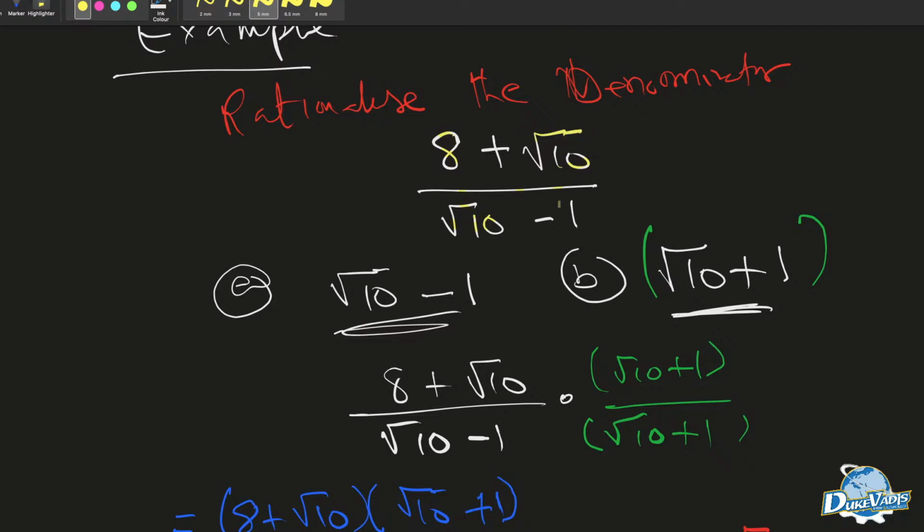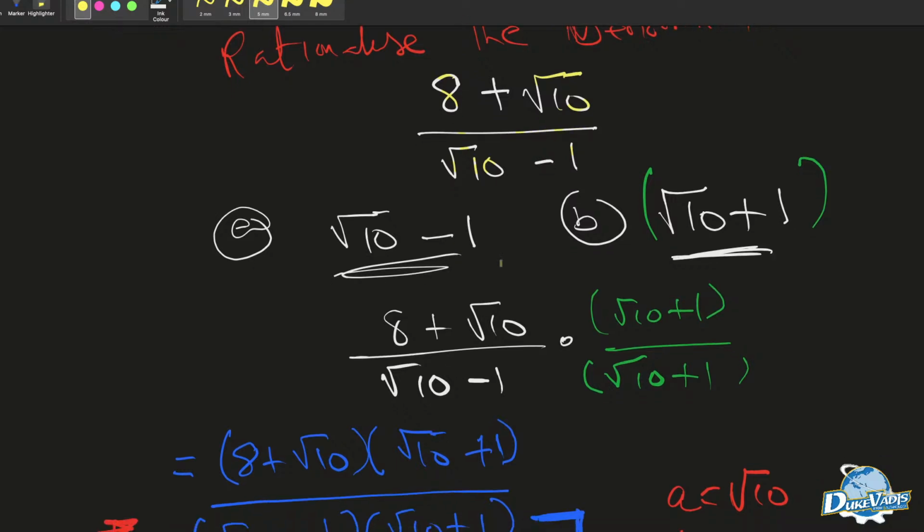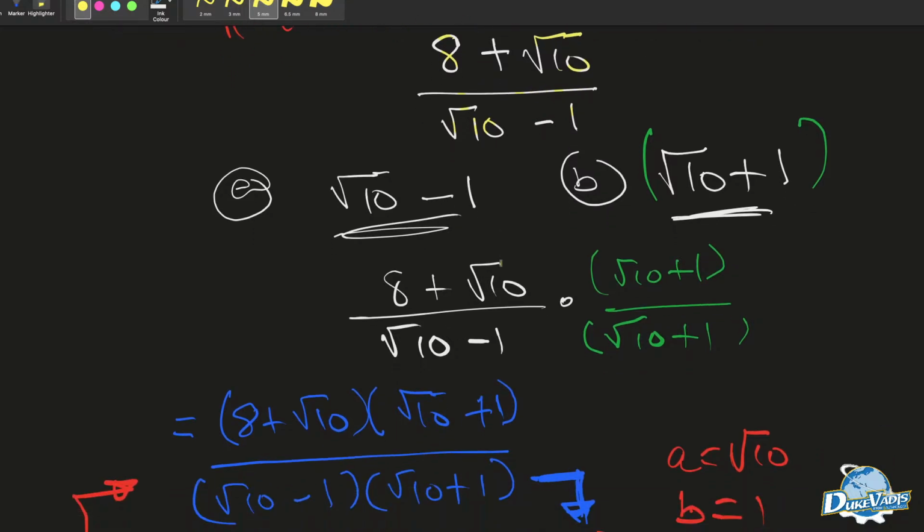So, as we learn, when we are doing rationalization, we always pick the denominator. And the denominator we picked was root 10 minus 1. The second step says that after you have picked your denominator, you have to change the sign. And our sign here was minus 1. So we change this sign to be root 10 plus 1.